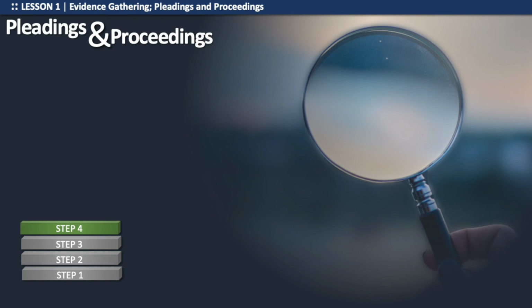Pleadings and proceedings. So we shall now tackle this topic. A quick note, this actually should be titled a little differently. It should really be proceedings and instruments, therefore, okay? The instruments that are used in these proceedings, okay? Rather than pleadings and proceedings.